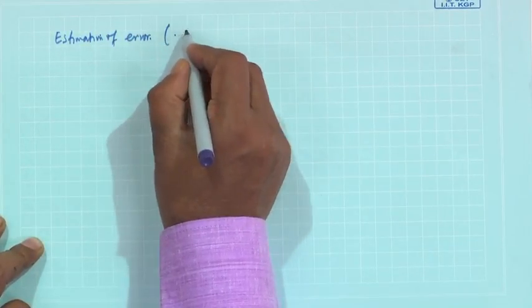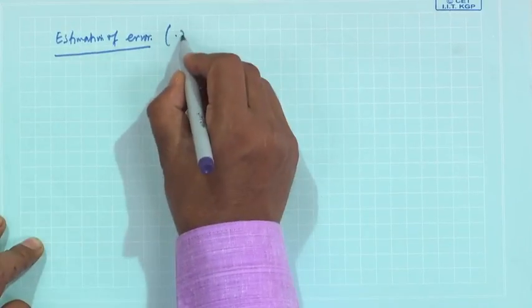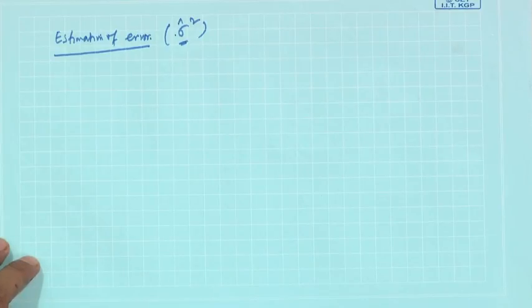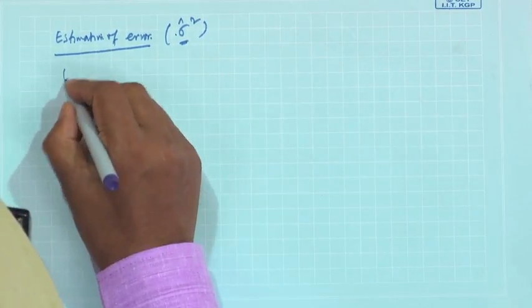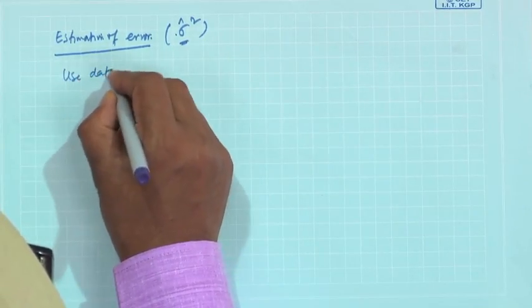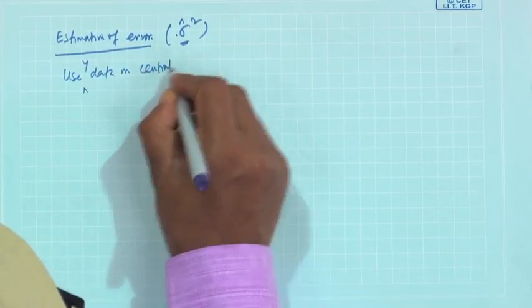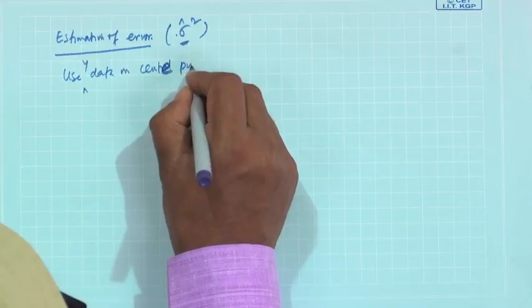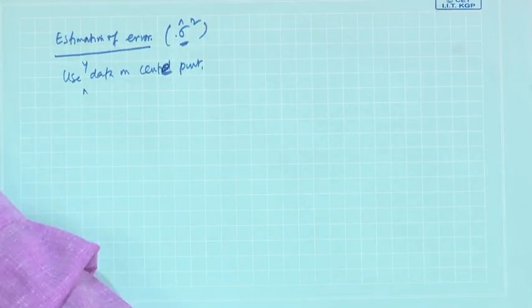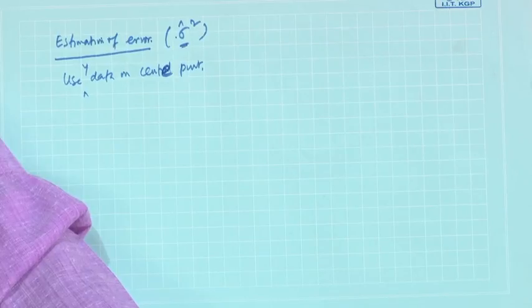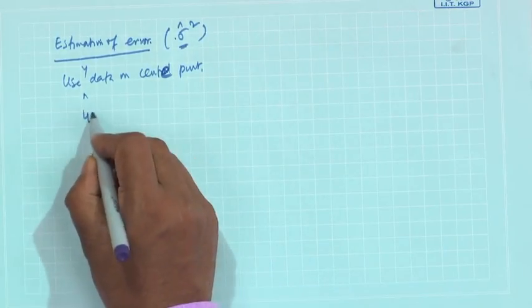Okay, estimation of error, we will say sigma, this is the meaning. What do you do? You will use the central point data. Y data on the center point, you write. So, what is the y data on the center point? Where x1, x2 coded values are 0. How many data points are there?